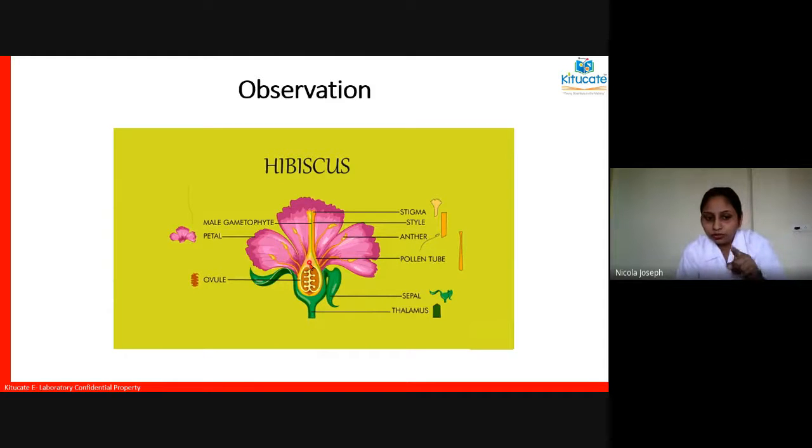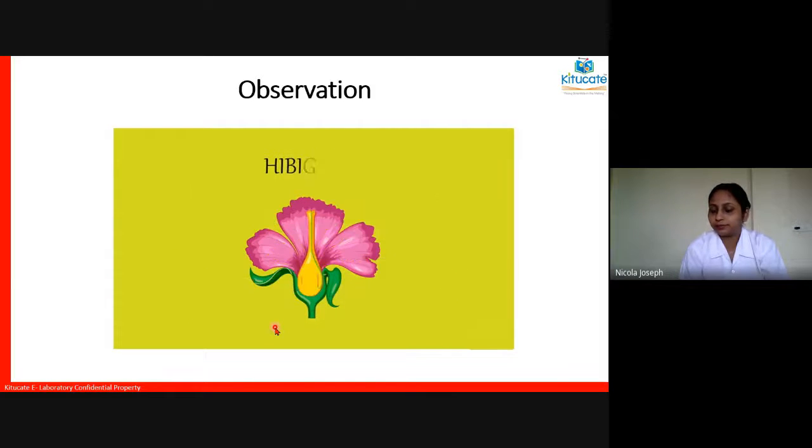Inside the ovary, you all can see some things like this. Those are called ovules. And these ovules become seeds. Okay? The ovules become seeds. Is that clear?